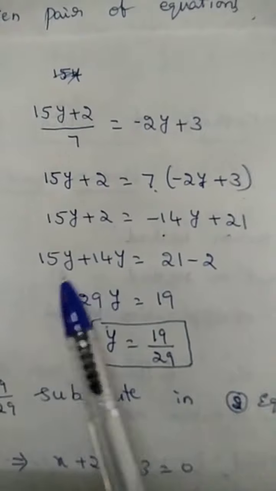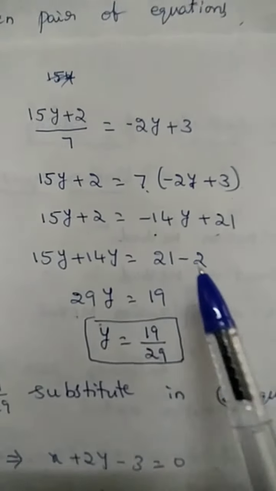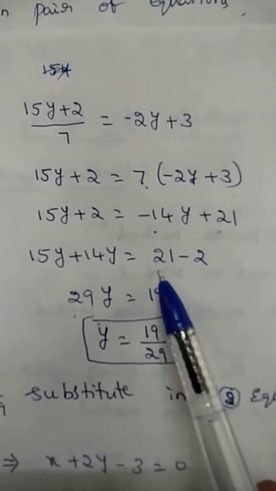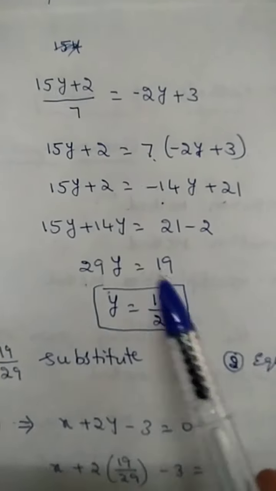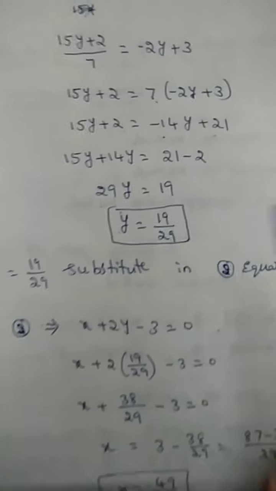So constants are to be transposed to one side and variables to the other side. So 15y is the variable here. Then minus 14y should transpose to this side, plus 14y. Plus 2 transposes to that side, minus 2. 21 minus 2 is 19. 15 plus 14 is 29y. Y is equal to 19 by 29.